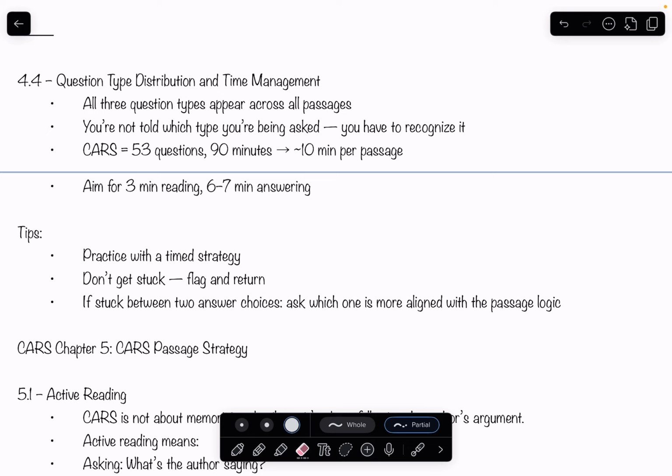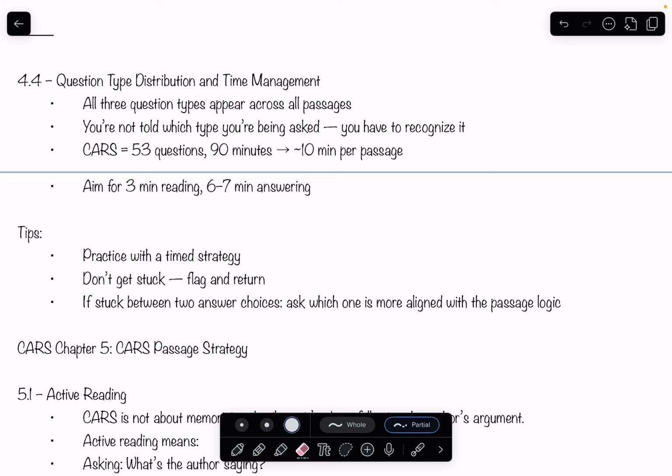Here are some tips from me. Practice with a timed strategy, but only after you've already set a good foundation. After you know what to look for, you want to start timing yourself. Once you know what you're looking for, we want to get faster. Don't get stuck: flag and return. I need to do this too. You need to move quickly.